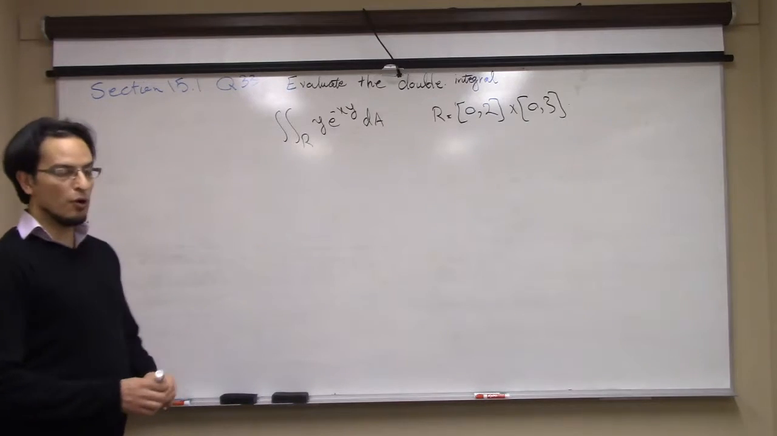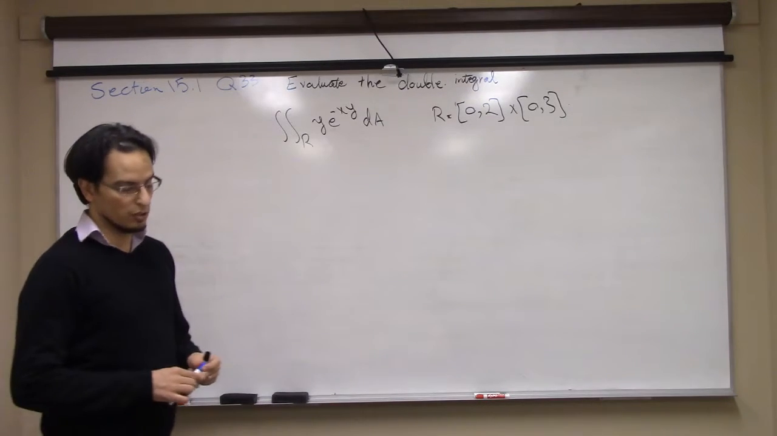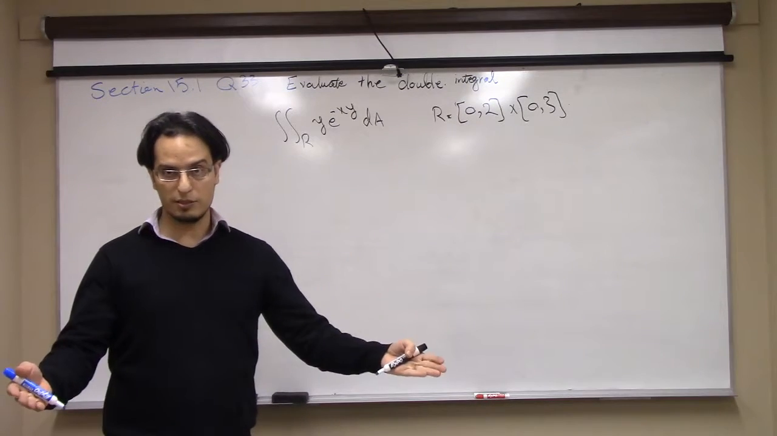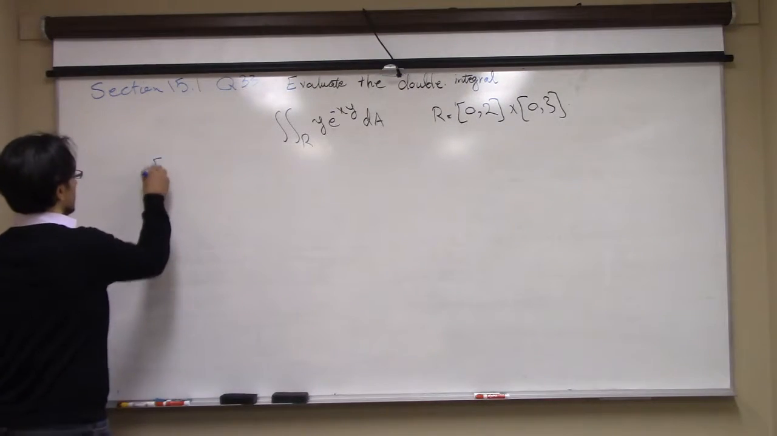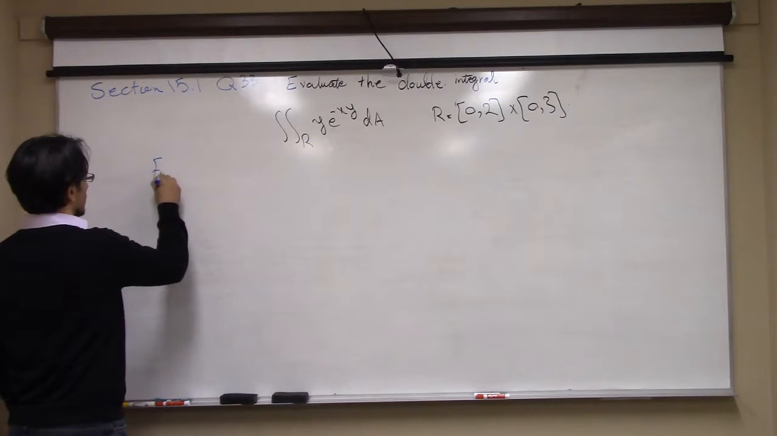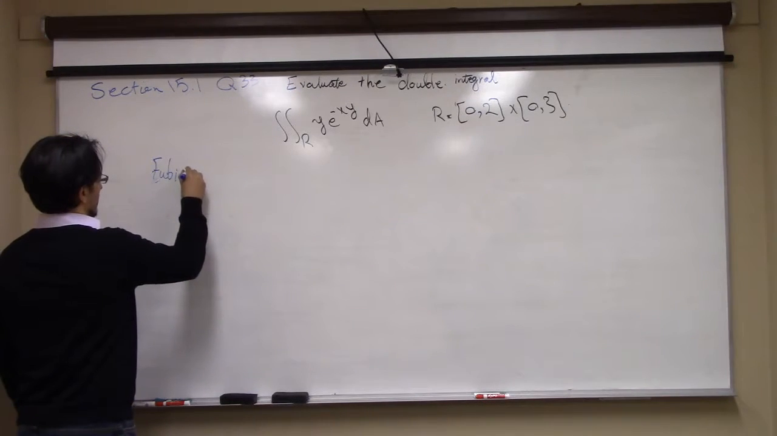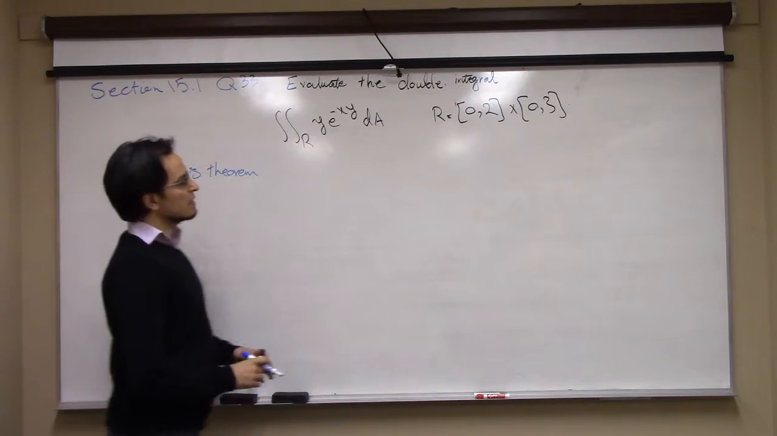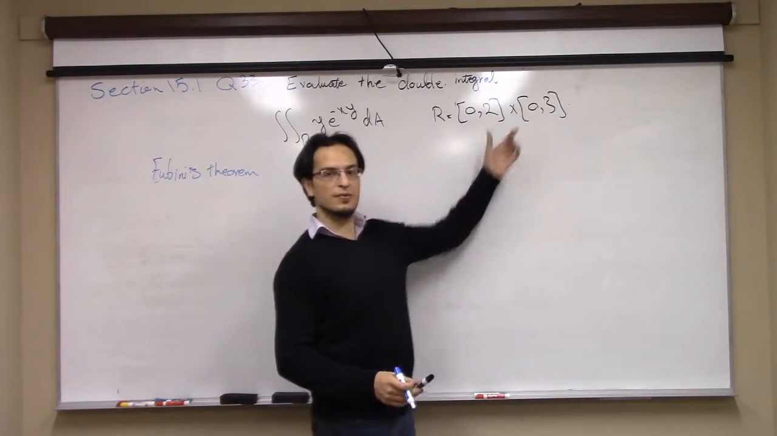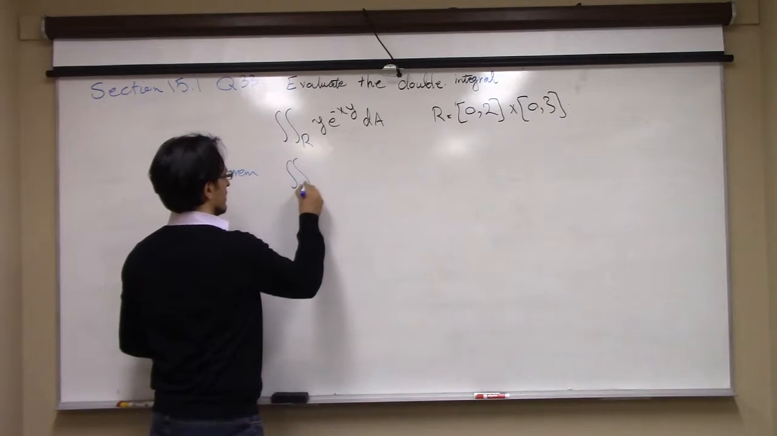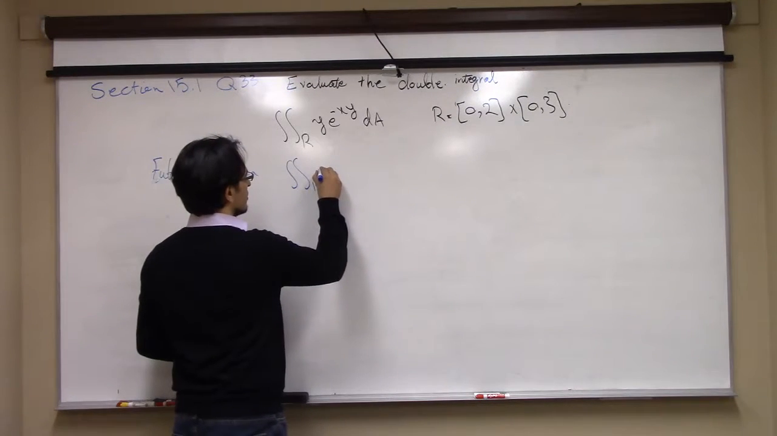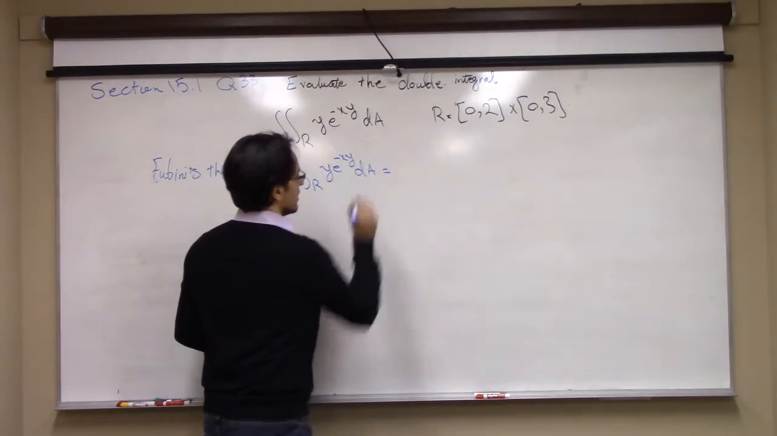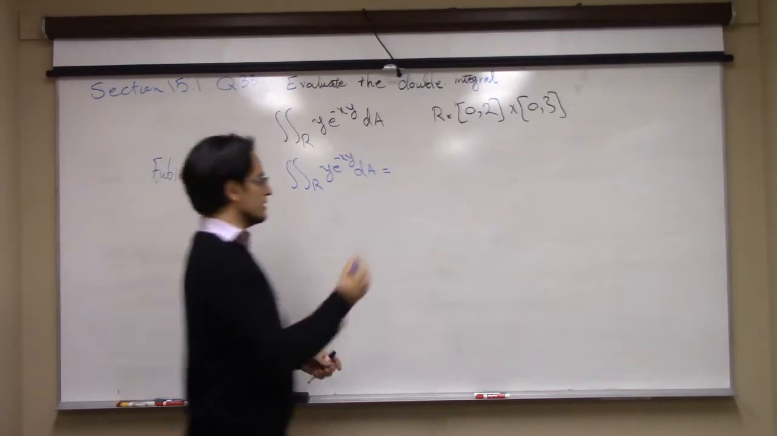So the important point, when you have a double integral, is that you have to make it into iterated integrals. What we need is Fubini's theorem, which says if your region is of this form, then the double integral of any function with two variables is nothing but iterated integrals.